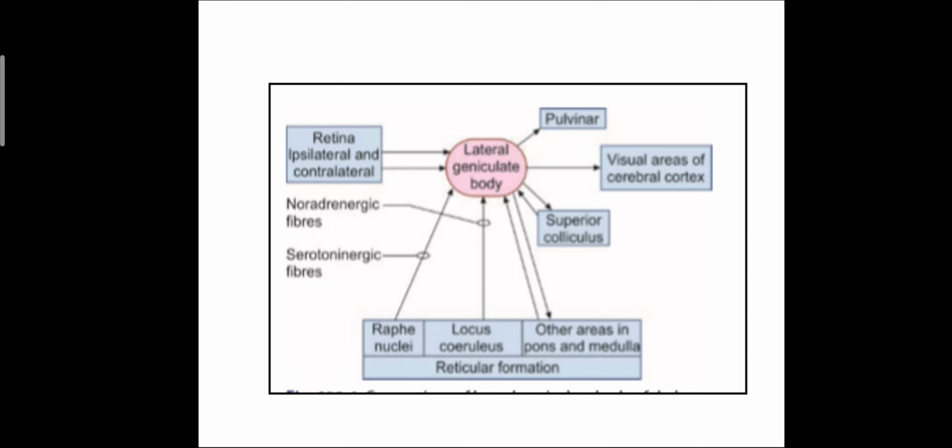So these are the afferent and efferent connections of the lateral geniculate body. Afferent connection: raphe nuclei, locus coeruleus and other areas of pons and medulla. Efferents to the pulvinar, visual area, cerebral cortex and superior colliculus.